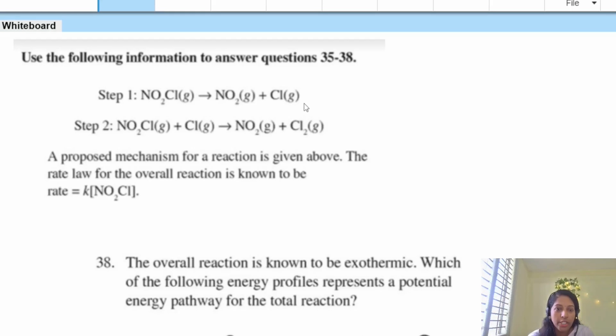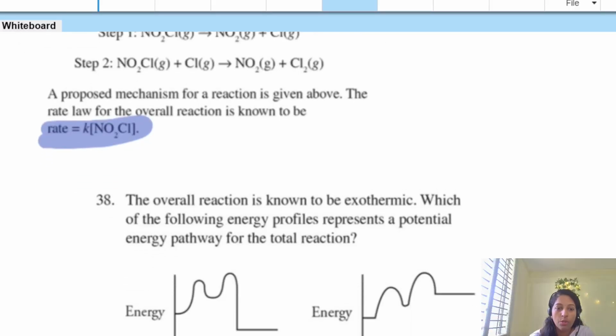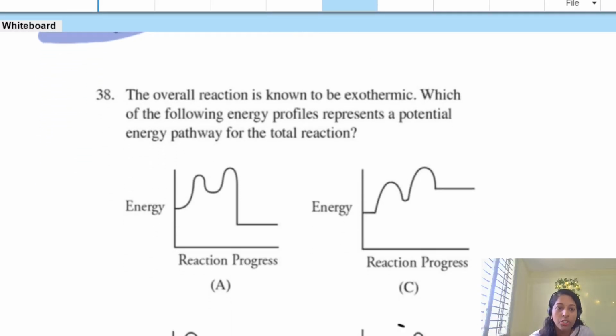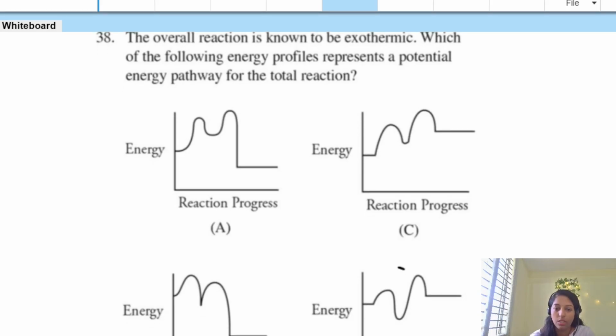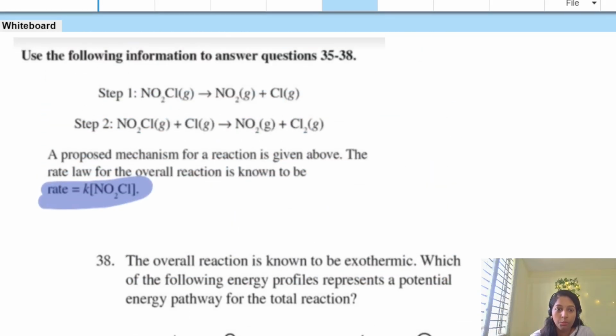And see the question related to the reaction mechanism. They were given some step 1 and step 2, a proposed mechanism of the reaction above, and the rate law is given like this: rate is equal to k [NO2Cl]. If it's so, the overall reaction is known to be exothermic. Which of the following energy profiles represents a potential energy pathway for the total reaction? So what are the important points? The rate law is given. NO2Cl is the reactant raised to 1, and this is exothermic.